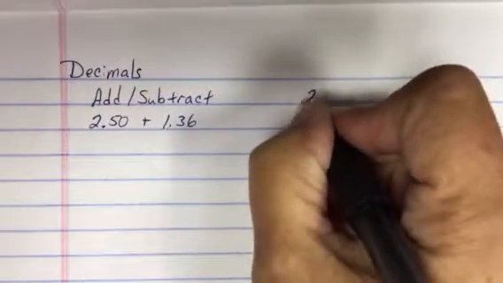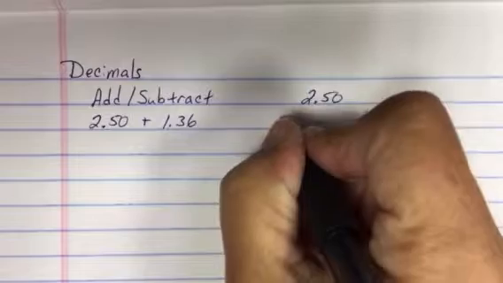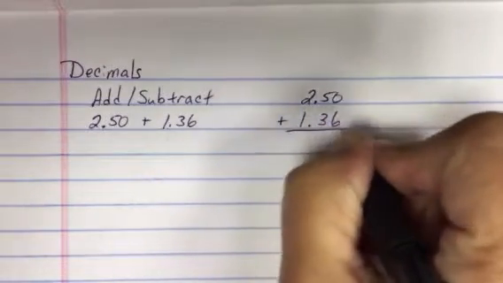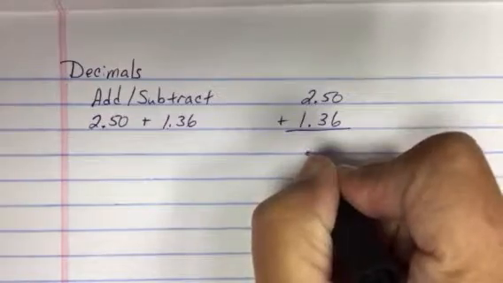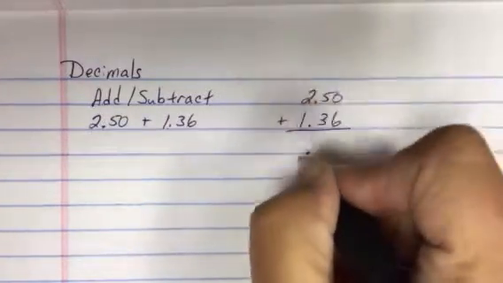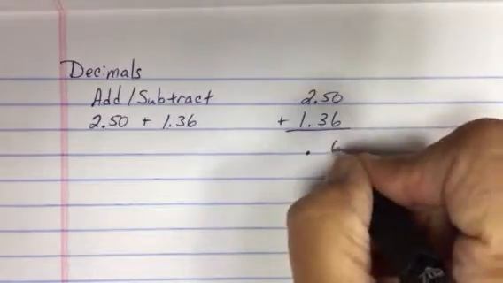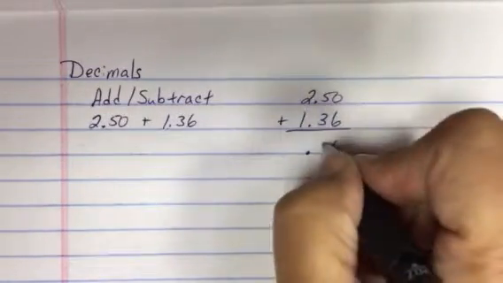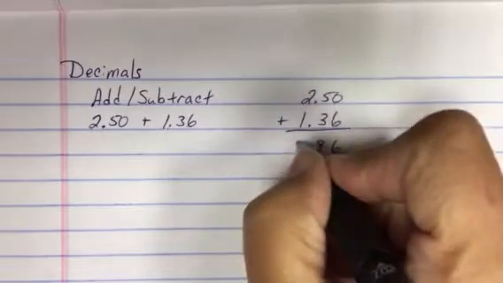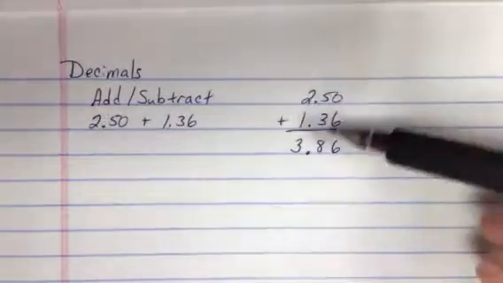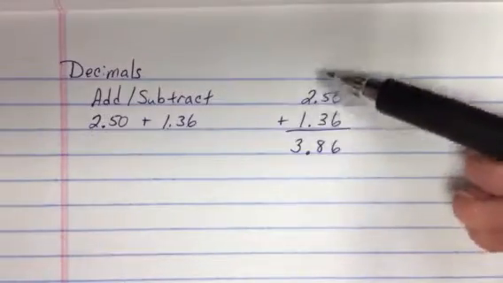So first thing we do is rewrite this vertically. And that decimal carries straight down. We have a straight line going. And then we add: 0 plus 6 is 6, 5 plus 3 is 8, 2 plus 1 is 3. That's a quick example of adding.